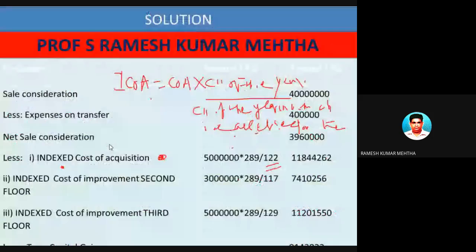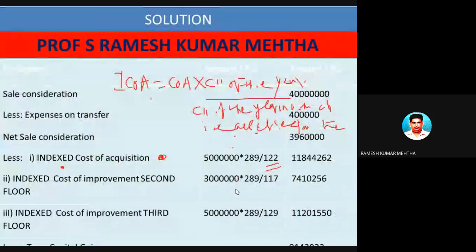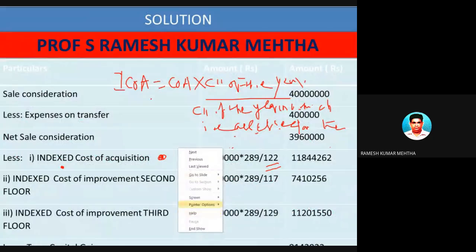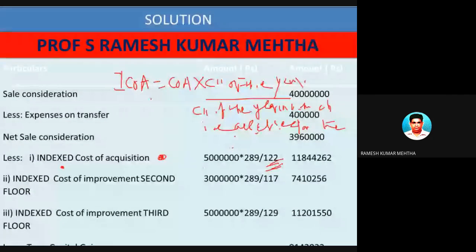So there is a minor error here, and that error we will rectify. The error is this, which is to be replaced by 117. And if you do, you will get calculations of this kind.